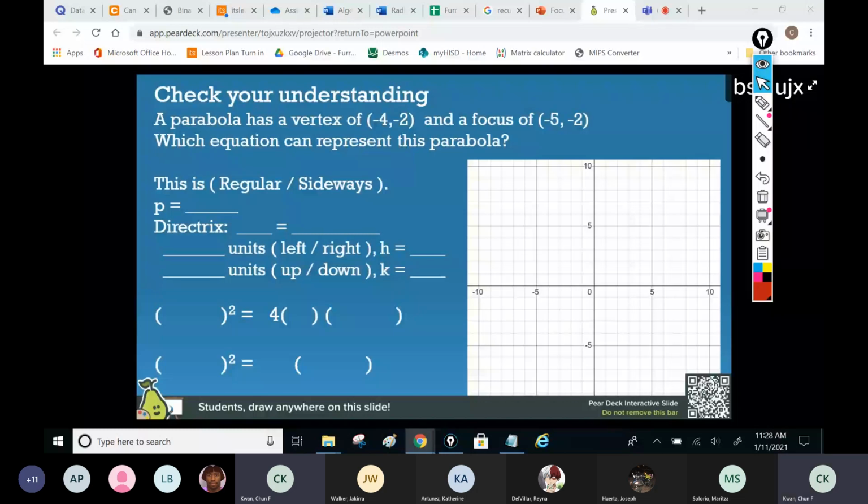Hey, you change the final answer as well. So if that is negative, that means your final answer, something has to be negative. All right, good. That's it. You got it.